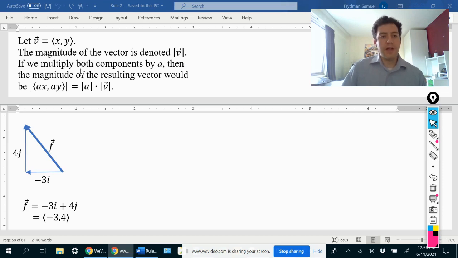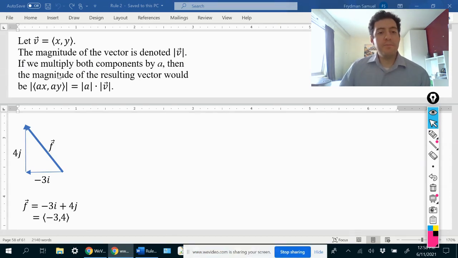Now, if we multiply both components, remember x and y would be the components of the vector, by a, where a is just some scalar, some other number, then we could ask ourselves, okay, what would the magnitude of the new vector be? Well, if we do that, then the magnitude of the resulting vector would be the absolute value of a times the original magnitude.